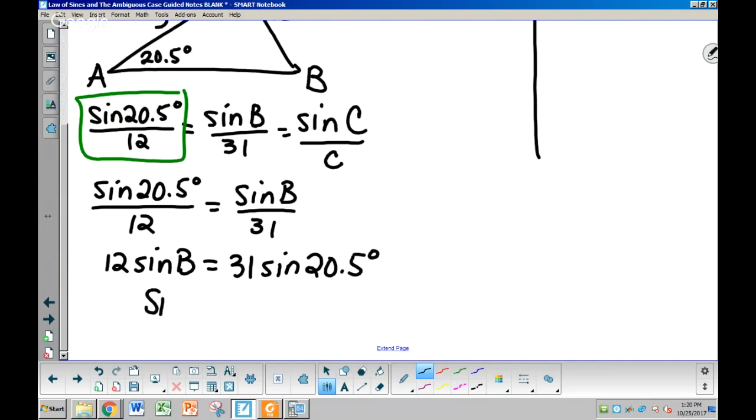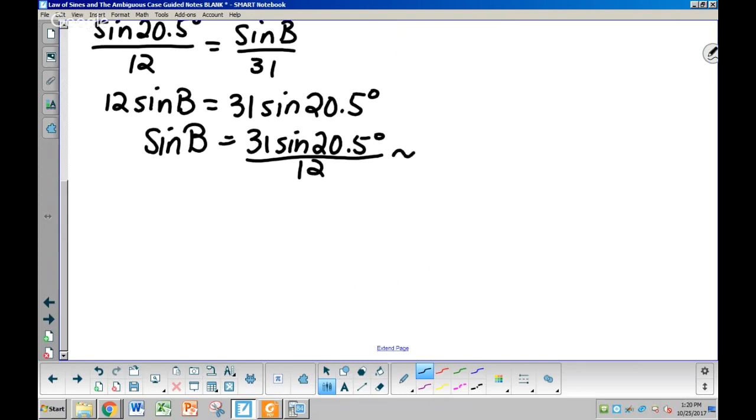And then sine of B is equal to 31 times the sine of 20.5 over 12. Now somebody's going to tell me what this number is. 0.9047. Is it really? 31 times that, and it's, say it again? Okay.